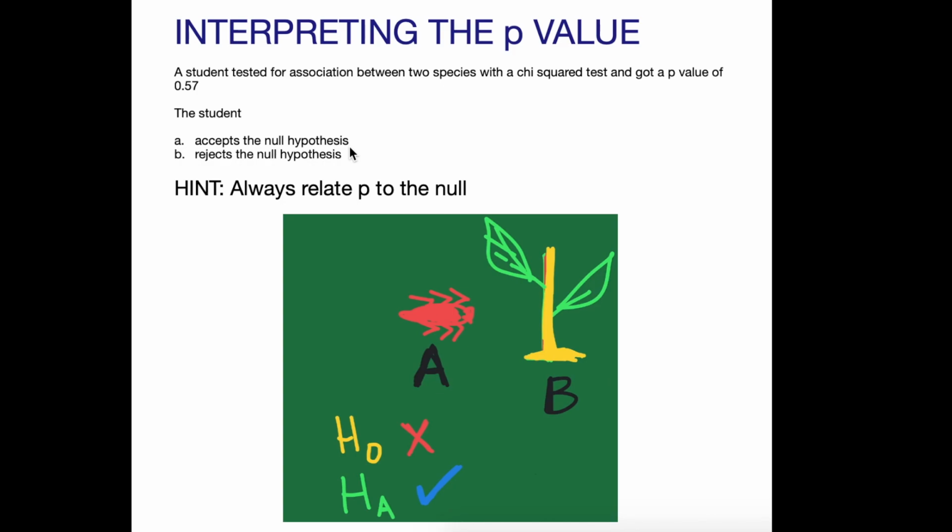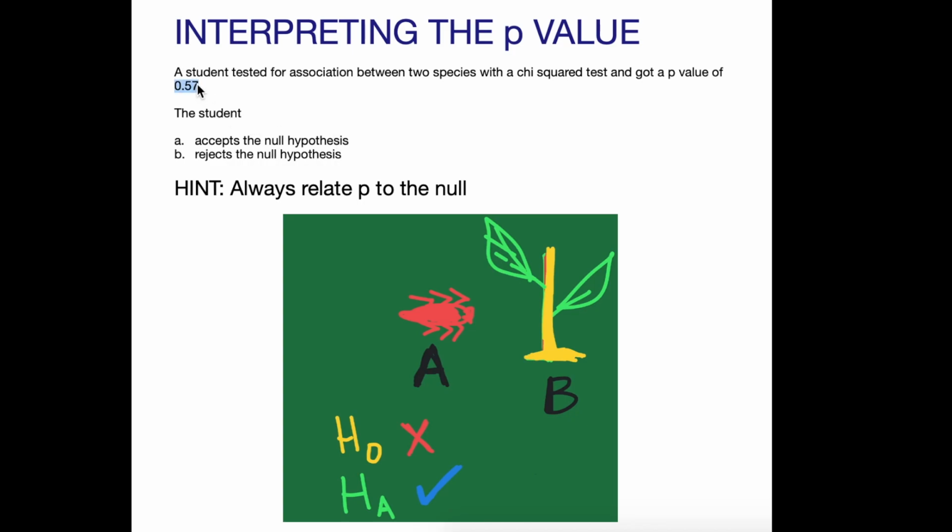With that focus in mind, the p-value of 0.57, which is equivalent to 57%, must be applied to the null hypothesis, which simply means that there's a 57% chance that there's no association between A and B. There's also a 43% chance that the alternate hypothesis is correct. So it's quite simple. 57% chance, you accept the null hypothesis.